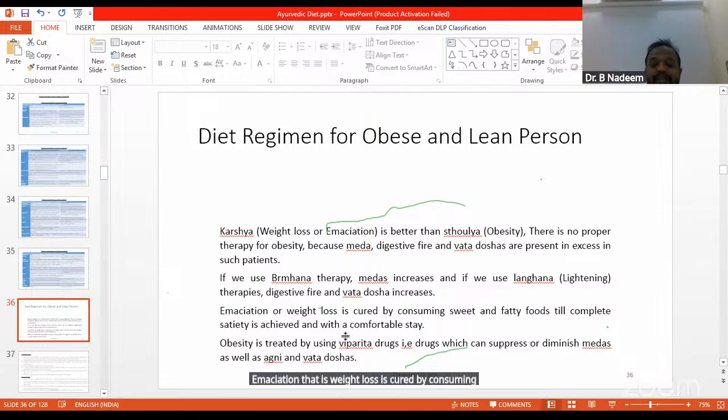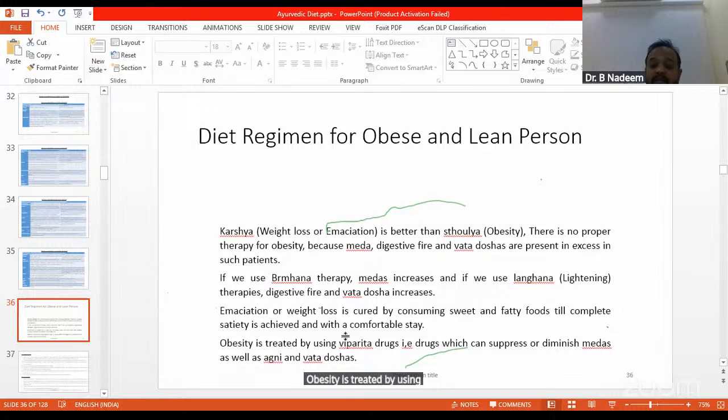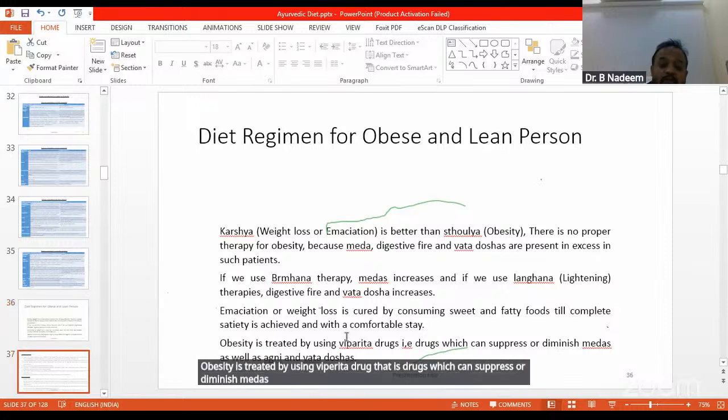The people who are very thin, emaciated, who are having weight loss, as per their BMI, they are not matching, they are lower than that, and also the weight loss is there. Those people can be cured by consuming sweet and fatty foods till complete satiety is achieved, in a comfortable state. Obesity is treated by using Viparita drugs, that is drugs which can suppress or diminish medas as well as Agni and Vata doshas.